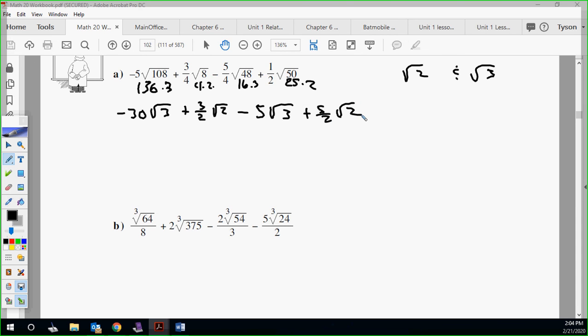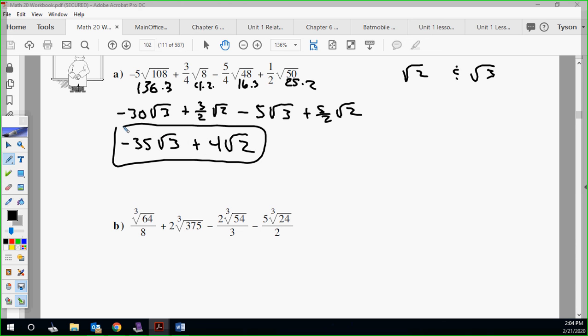Okay, so you look at your stuff here. You got negative 30 and negative 5 for negative 35 root 3. 3 halves and 5 halves is 8 halves, which is 4 root 2. This is your simplest answer.